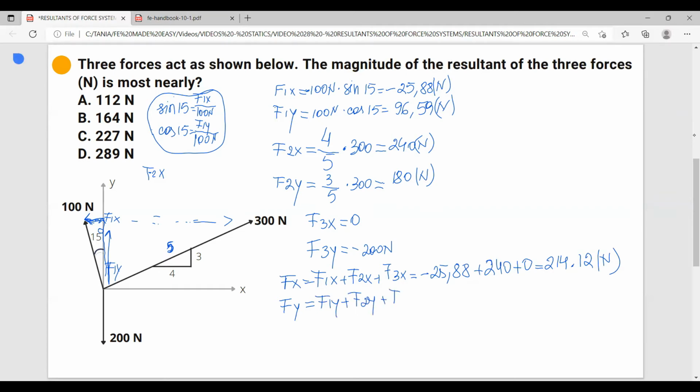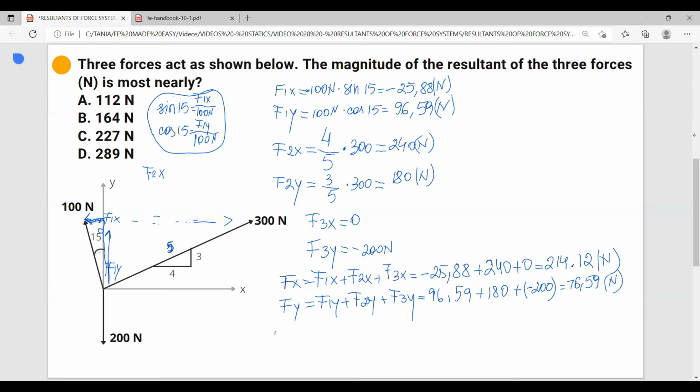Same way, we're going to calculate the Fy, which is going to be F1y plus F2y plus F3y equals 96.59 plus 180 plus, and we do minus 200 equals. And here, let's go ahead, 96.59. I'm going to quickly do this on my calculator. 100 minus. So I get 76.59 newtons.